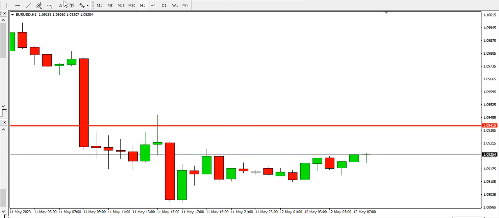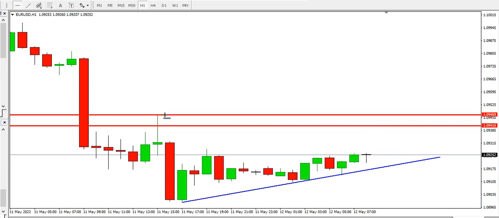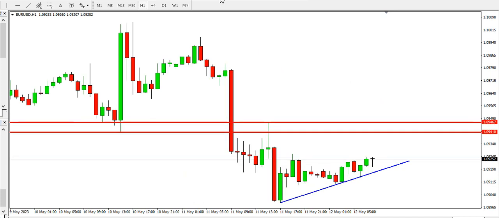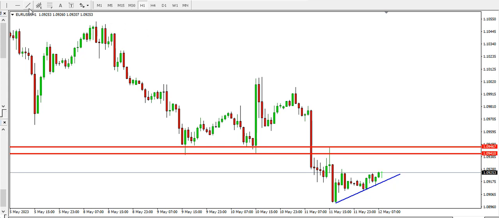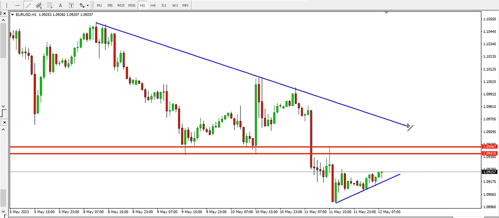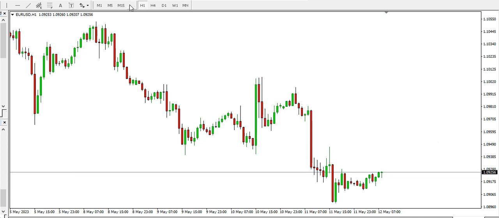The bulls are trying to step into the market on the 1 hour time frame. You can see price trying to rise. A break above this point might give the bulls some little hope that price can go up, but for now it's a bearish structure on the 1 hour time frame.